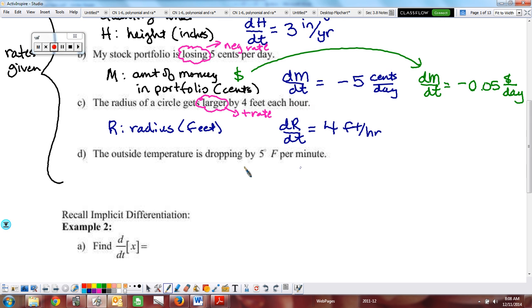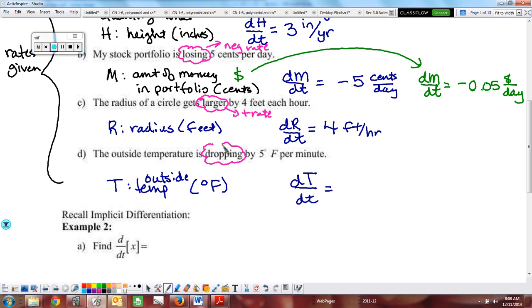The outside temperature is dropping by 5 degrees Fahrenheit per minute. Your quantity is temperature, and I'm going to use capital T for temperature: outside temperature, degrees Fahrenheit. And then our rate, dT/dt, make sure you use capital T, lowercase t. The rate of change, it's dropping by 5 degrees per minute, so that's a negative rate. So our rate of change would be negative 5 degrees Fahrenheit per minute.